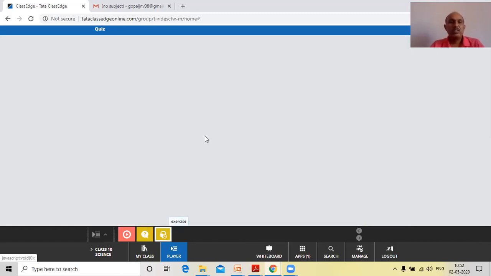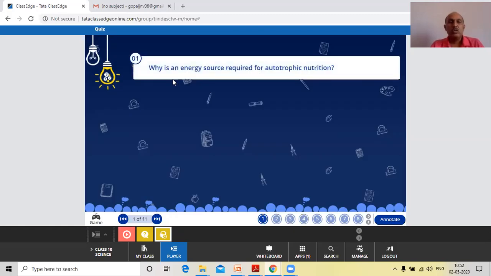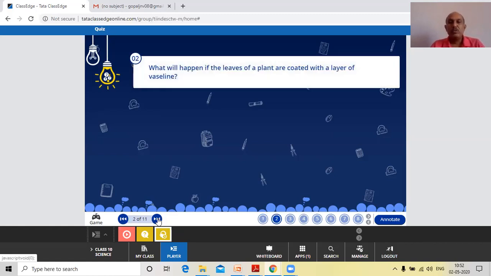Now there are certain quiz questions also. What is an energy source required for autotrophic nutrition? Okay, you write and write on your notebook. See the second question. What will happen if the leaves of the plants are coated with a layer of Vaseline? Okay, so to come to these all, we will do certain other topics, then you will come to know.